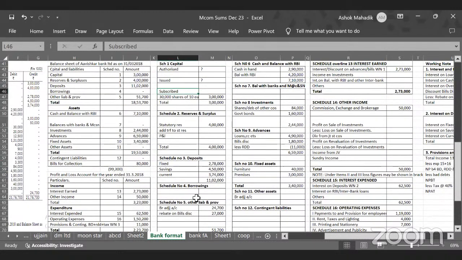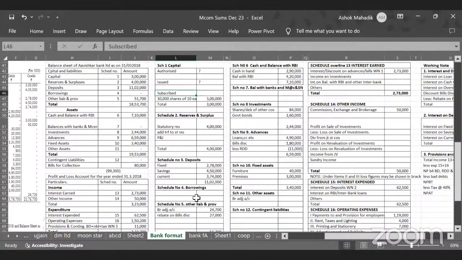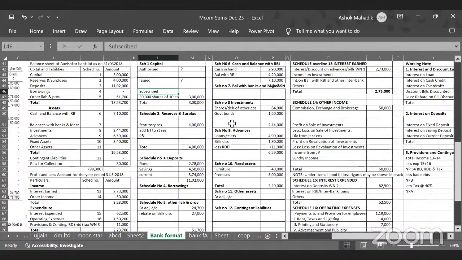Then Schedule 6, yes. Schedule 7 also total. I just have to write total here. It will also go to the balance sheet. Total is correct. Schedule number 9, 659, correct. Then we can write total here. Schedule 10, fixed assets, 340. In the balance sheet asset side, schedule 10, 340.